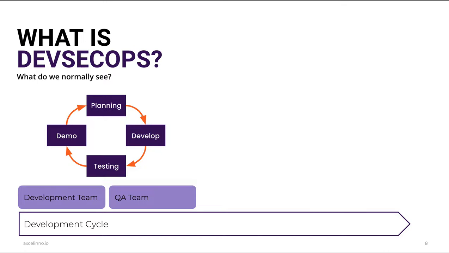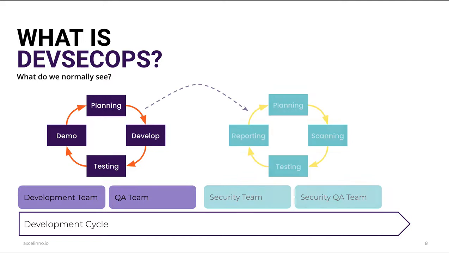Now, what are we talking about here? So this is what we normally see. And I mentioned this in our first series of this. We typically see it during a development cycle, the development team and the QA team, and they're doing their thing. And then what happens is you've got the security team.